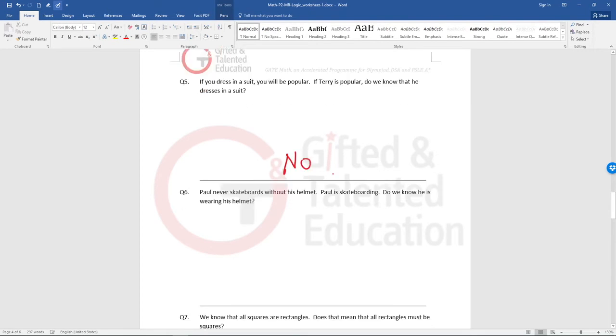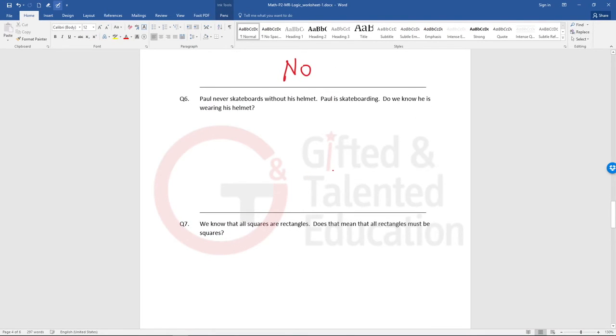For question 6, Paul never skateboards without his helmet. So, if Paul is skateboarding, do we know that he is wearing his helmet? The answer is yes.